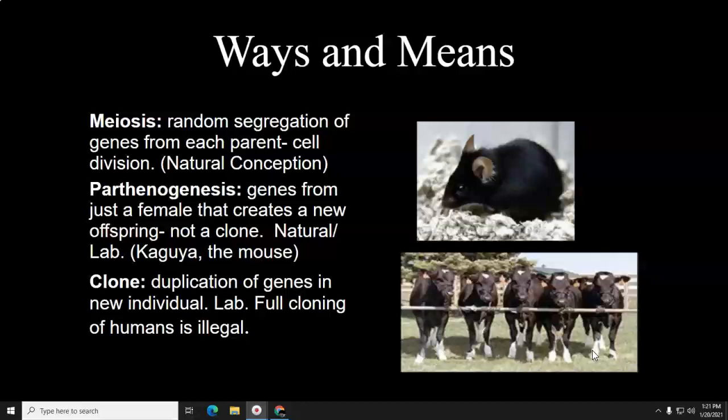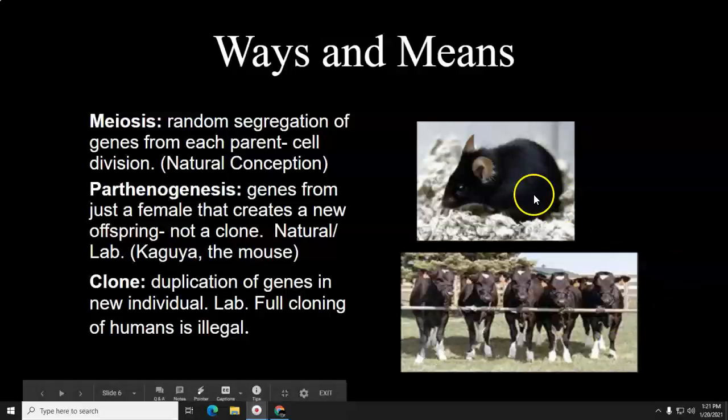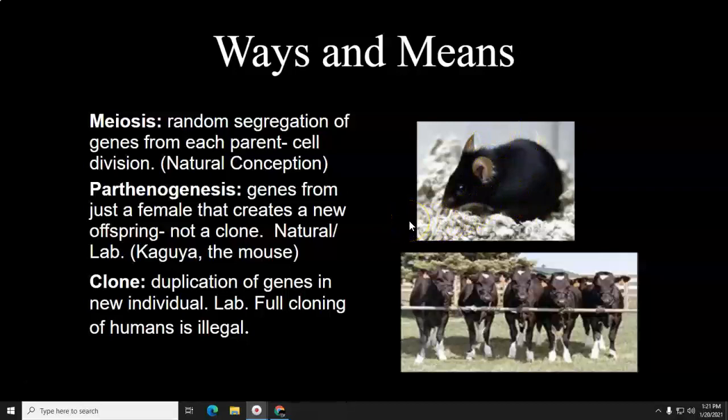It's also been done with a mammal in a laboratory, and that is Kaguya, the mouse, which is up here, this little black mouse. How they made this happen was they just shot the egg with electricity, and that stimulated it to divide. That's kind of similar to how a clone is made, but not quite.